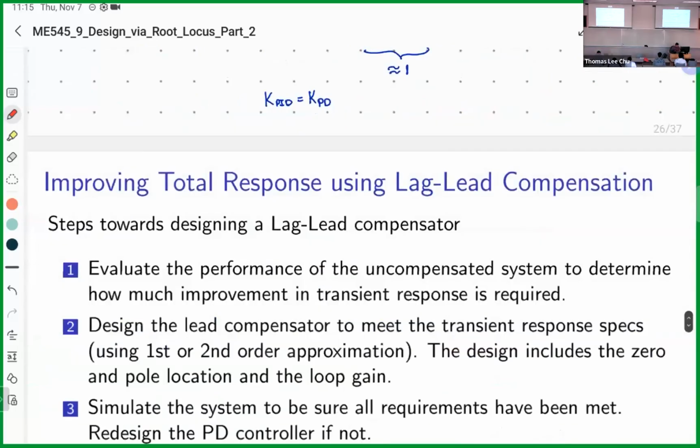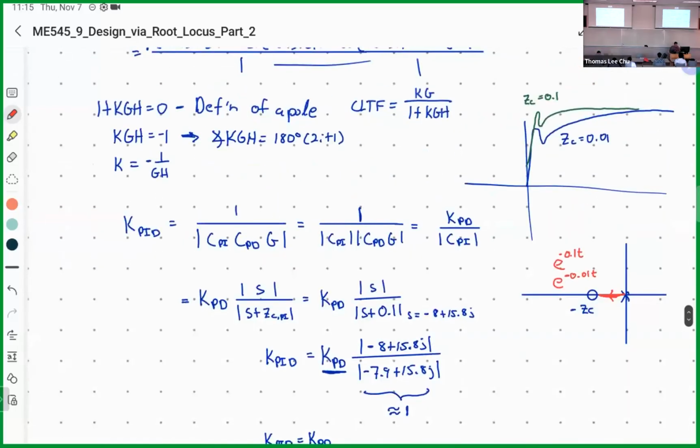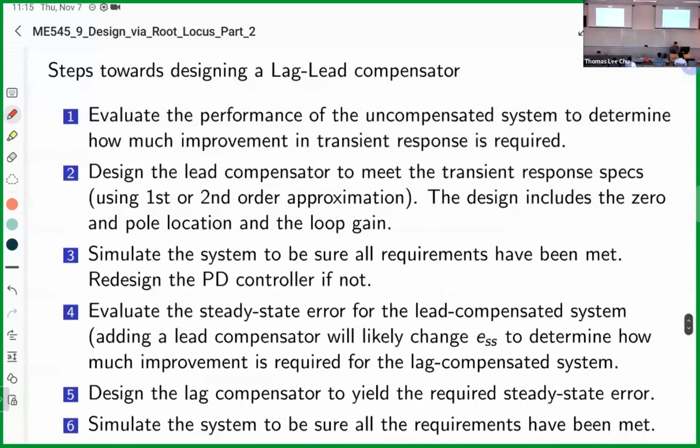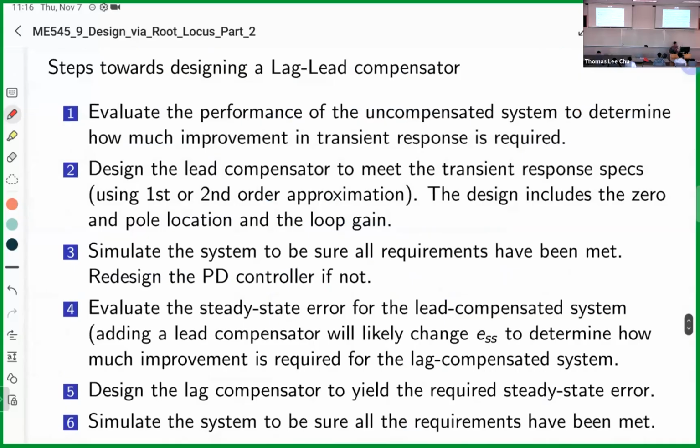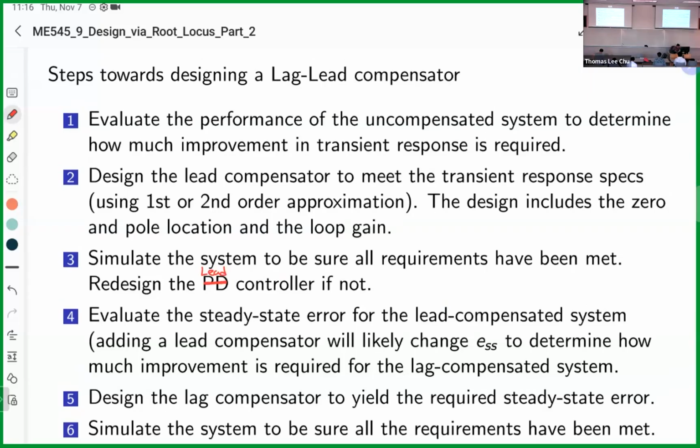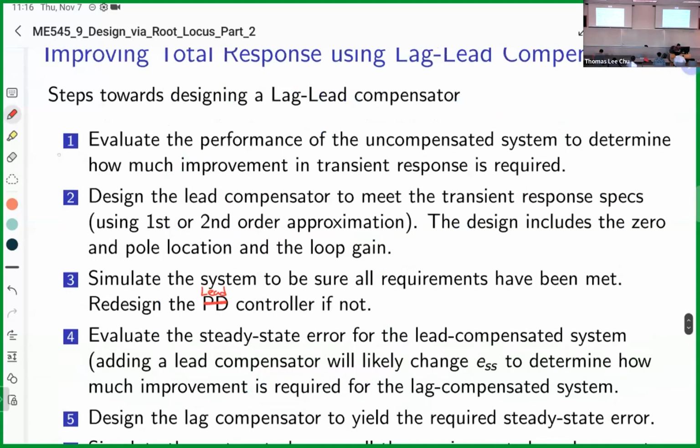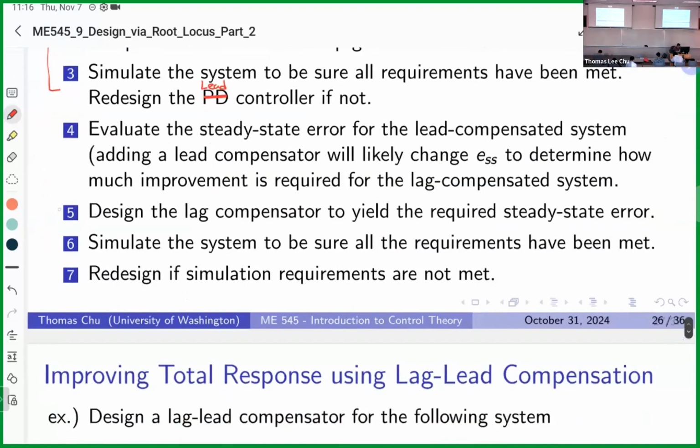Okay, so that's a PID controller, and we're gonna move on to the lag lead controller with the last 5 minutes. Maybe I'll just go through the steps. So I have this corrected online. This is the lead compensator. So basically it's broken up into 2 major steps. This is the lead design, and this is the lag design.